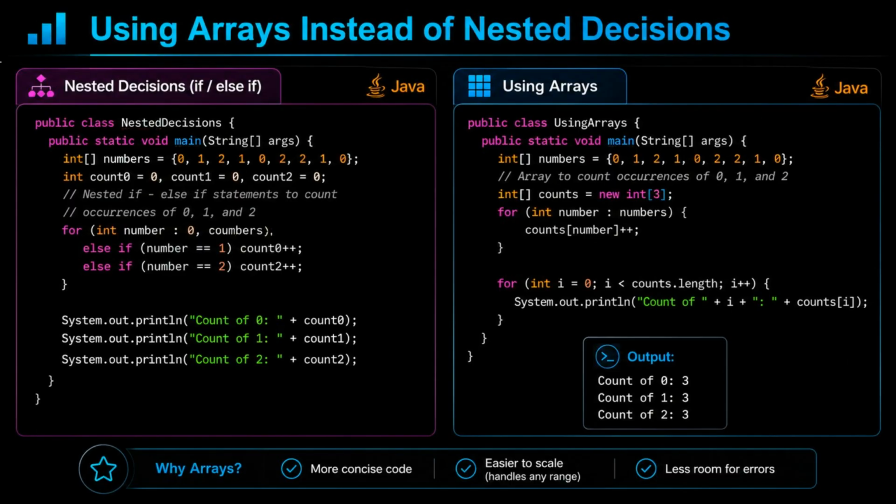Here's the difference in Java. Nested if-else-if statements counting occurrences of 0, 1, and 2 requires a separate counter variable and a conditional branch for every possible value. The array version instead uses a single counts array, incrementing counts[number] directly. No branching at all, and it scales effortlessly if you ever need to count more values.